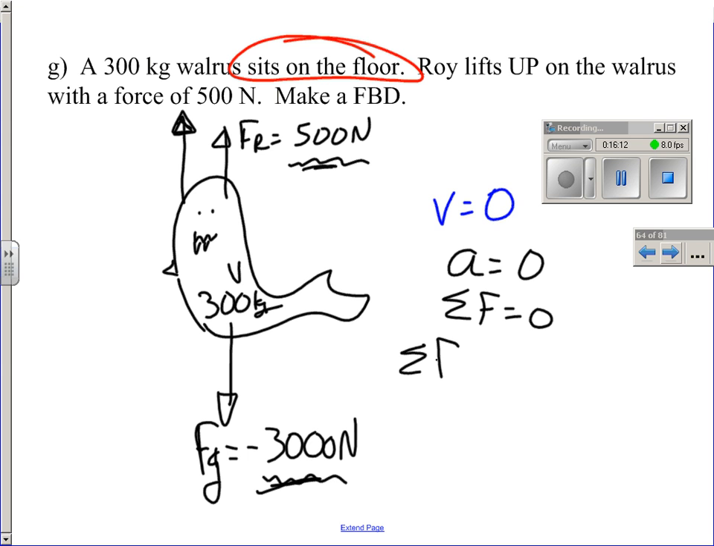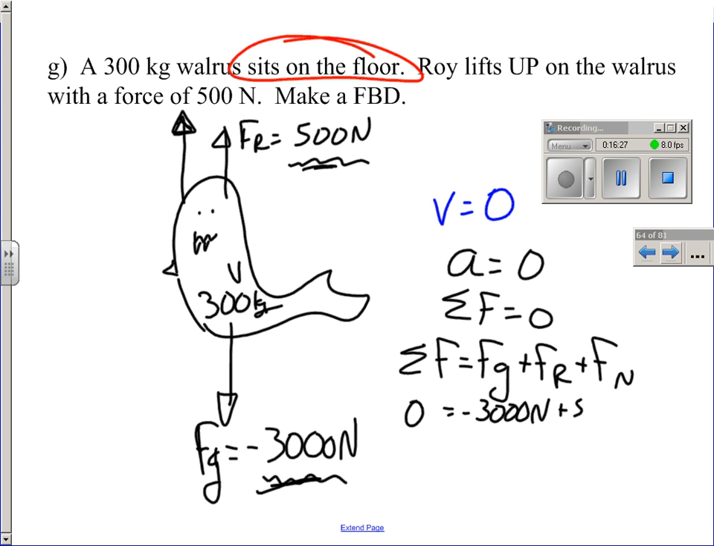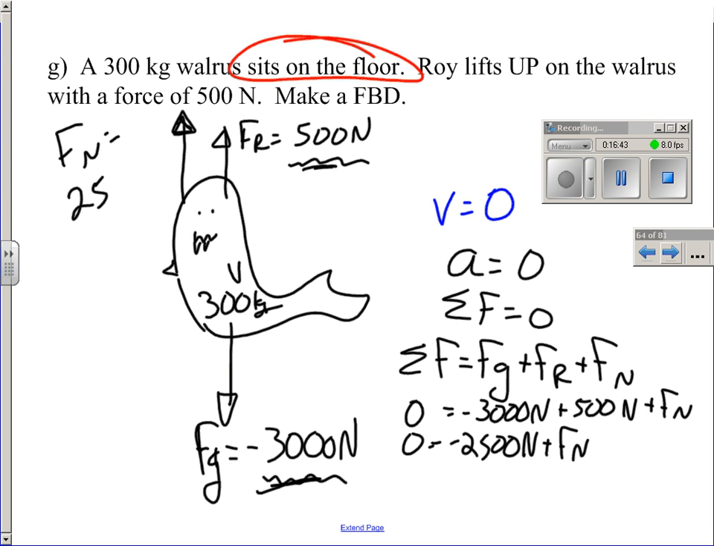Mathematically, it's this. Once again, net force equals force of gravity plus force of Roy plus normal force, and plug in your numbers. Net force has got to be 0. Gravity is negative 3,000 newtons. Force of Roy is 500 newtons plus the normal force. So you get 0 equals negative 2,500 newtons plus the normal force. Add 2,500 newtons, and you discover that your normal force in this problem is only 2,500 newtons.